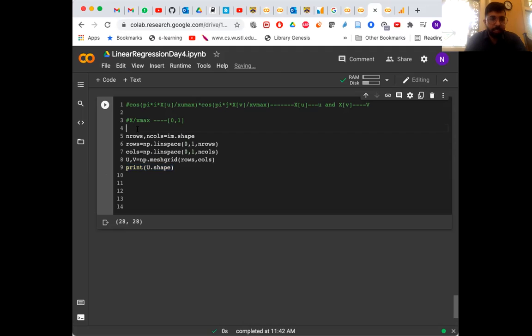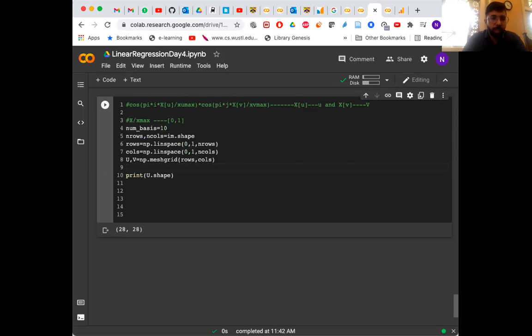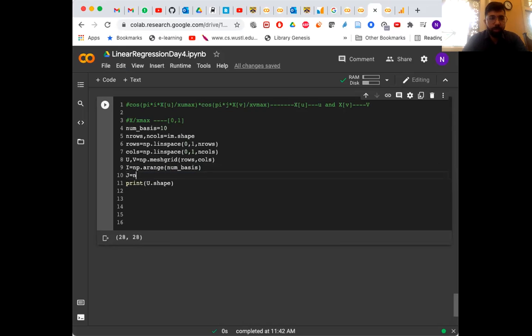Excellent, perfect. So next let's define some number of bases. So let's say I take 10 number of bases. Now I have to write this cos of pi x divided by x max. So I have this quantity and I have this quantity. I have to define i and j. So i would be np.arange of num_bases. Similarly, j would be np.arange of num_bases.